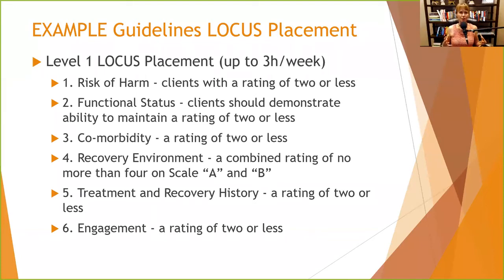So how do we use all this information? You've ranked them on all these subscales, you've given them between a 1 and a 5. What do you do? So level 1 is basically your prevention, your early intervention, up to 3 hours a week. Now remember, there was a much different definition with the ASAM, but for LOCUS, it's up to 3 hours a week. The risk of harm is a 2 or less, so they're pretty much no risk of harm.